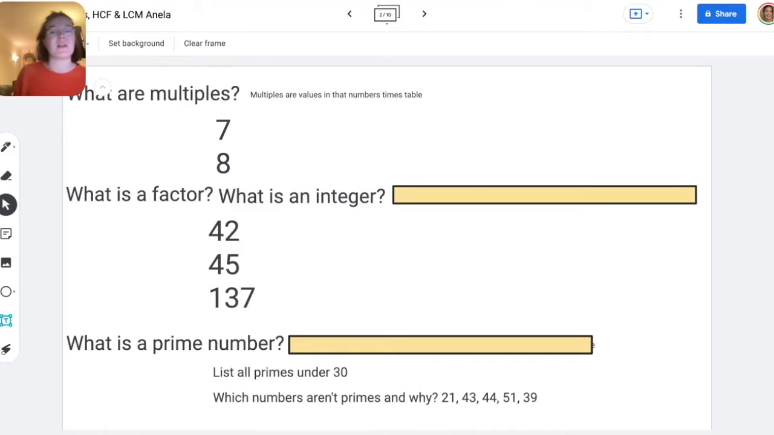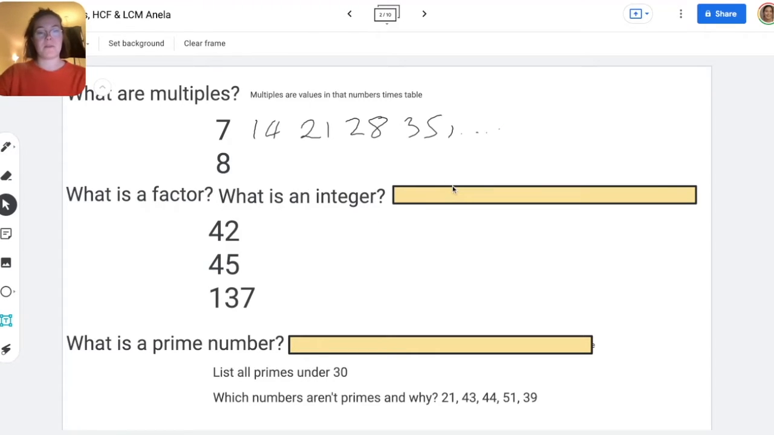Multiples are values in that number's times table. So for example, we've got the number 7. That's basically just the 7 times table. So 7, 14, 21, 28, 35, etc, etc. And the same goes for the 8 times table.